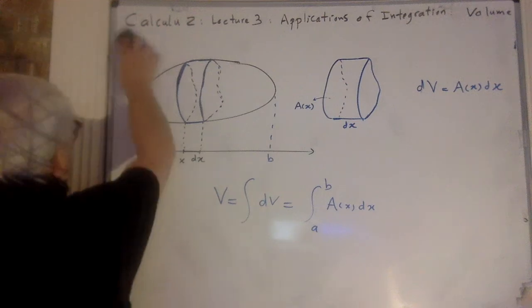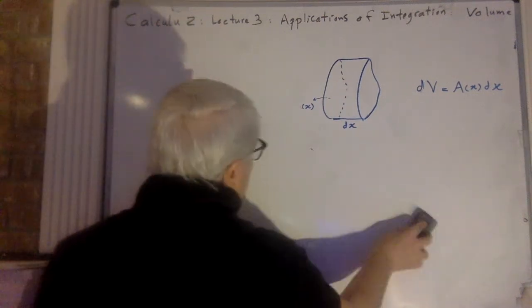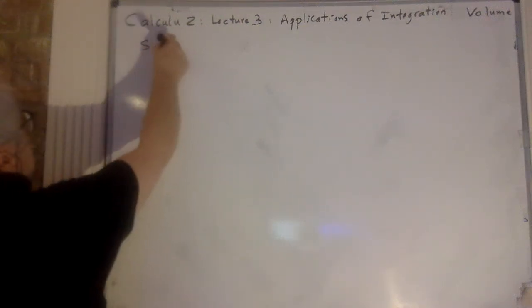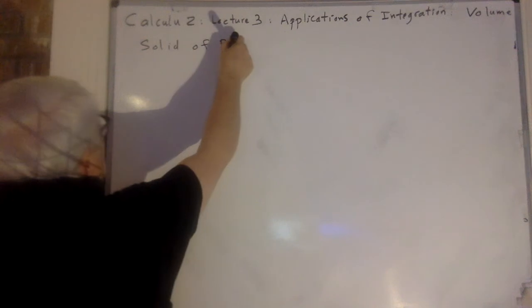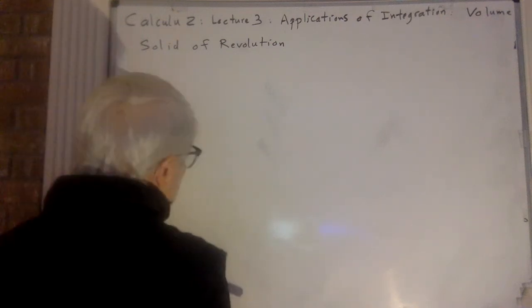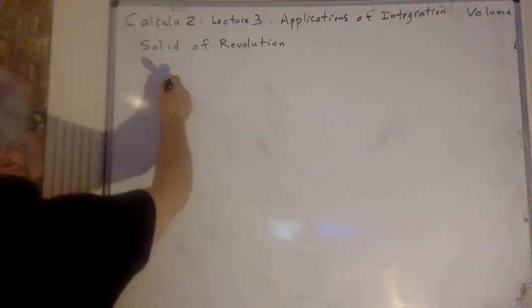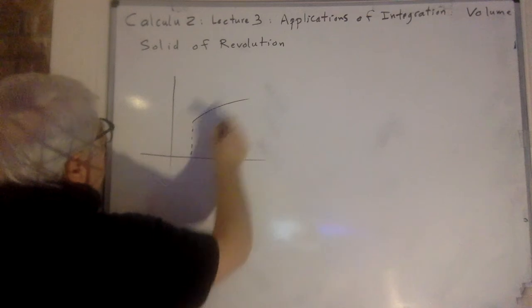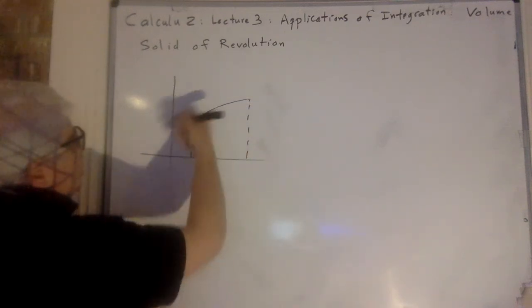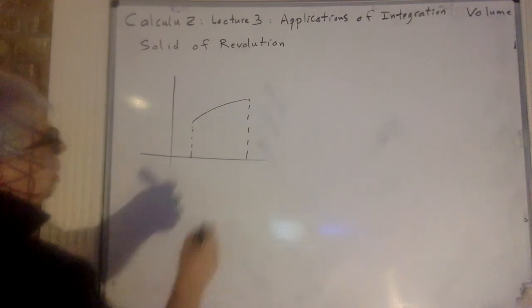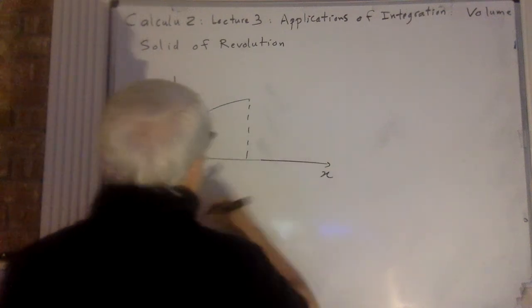Okay, now one important category of 3D objects is what we call the solid of revolution. A solid of revolution is this. You have a region in the XY plane. Say you have this region in the XY plane. And you rotate this region about the X axis or Y axis, depends. In this case, I rotate this about the X axis. So if I do this, I will get something like this.